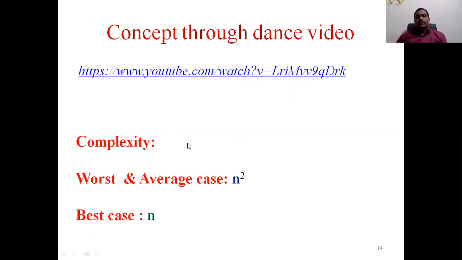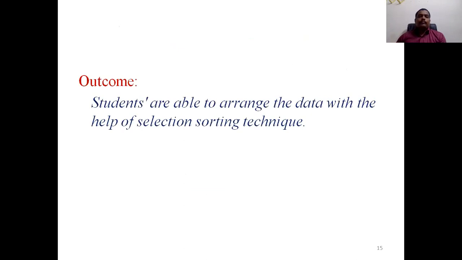Complexity of the selection sort algorithm. Here also, each and every time, we have to check the entire set of elements for finding the minimum element. So n into n, so n square for worst and average case. Then best case, when the already sorted order is there, it is similar to the bubble sort algorithm.